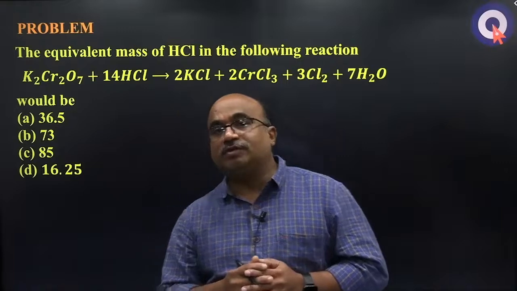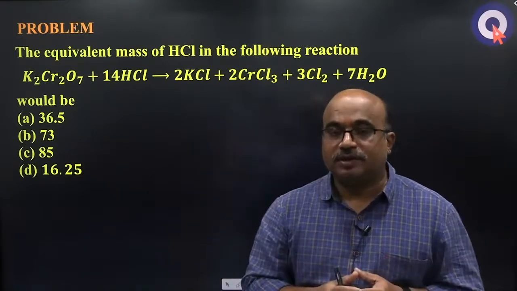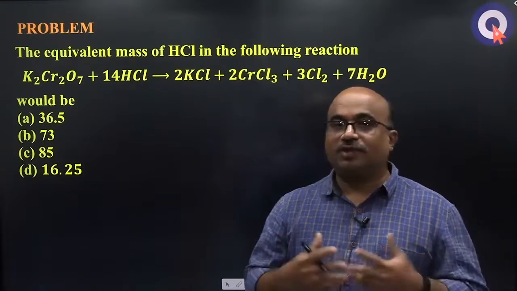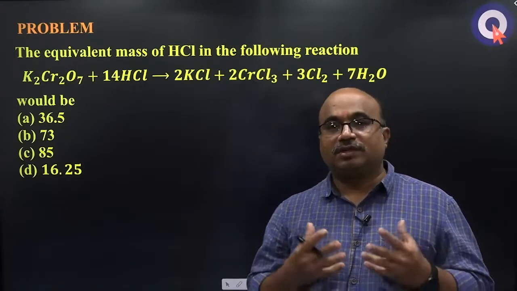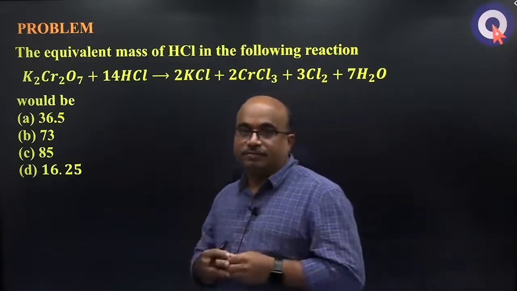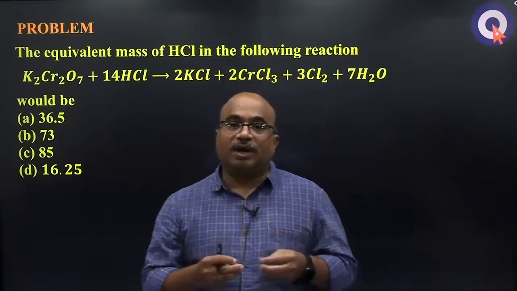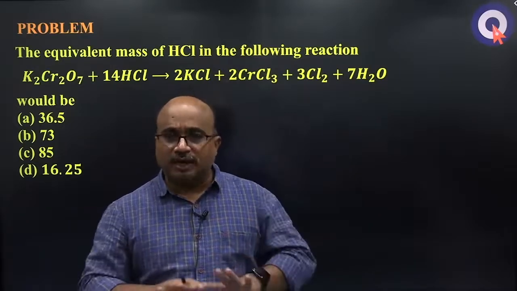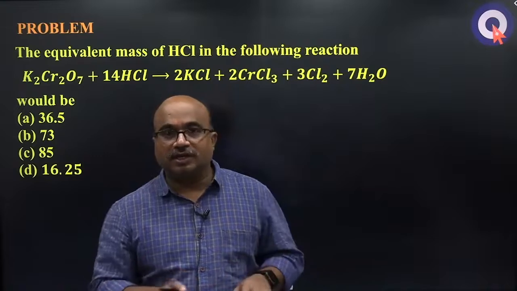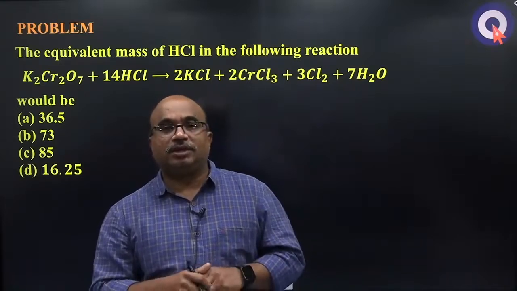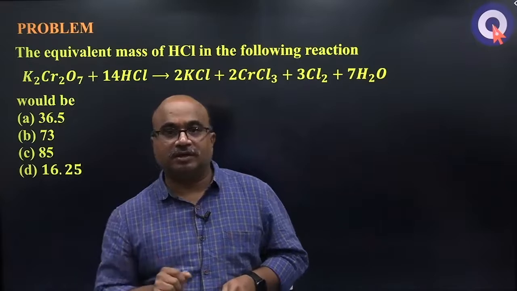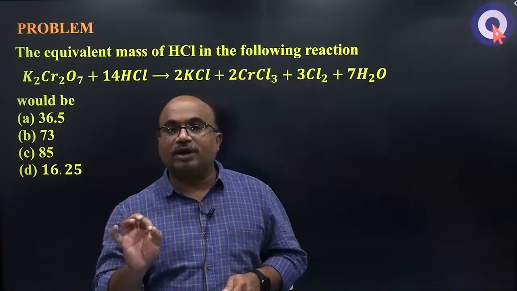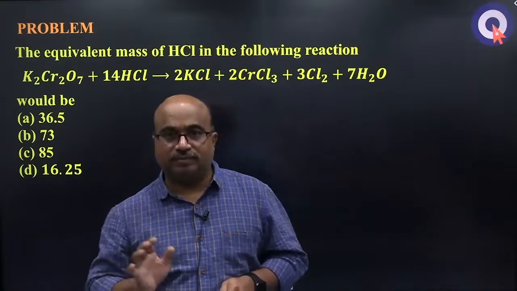So what is basically equivalent weight? There are definitions in books that we see: it's the amount of substance that reacts with 8 grams of oxygen or 35.5 grams of chlorine or 108 grams of silver. In that fashion we generally see the equivalent weight. But the basic definition of equivalent weight is the minimum amount of the substance that is required to take part in a chemical reaction.